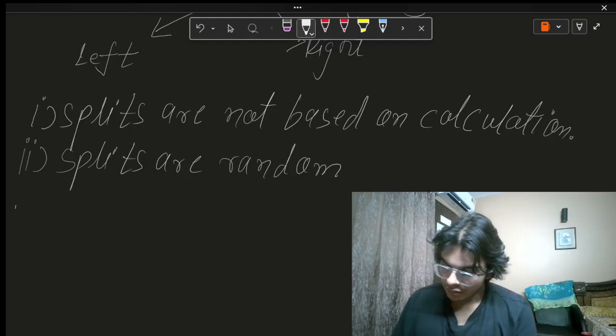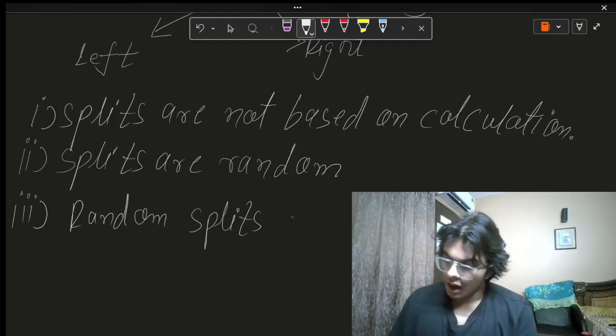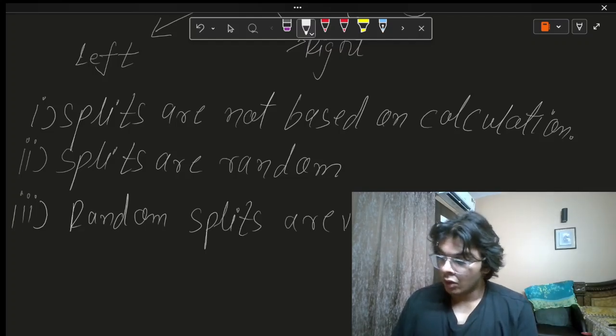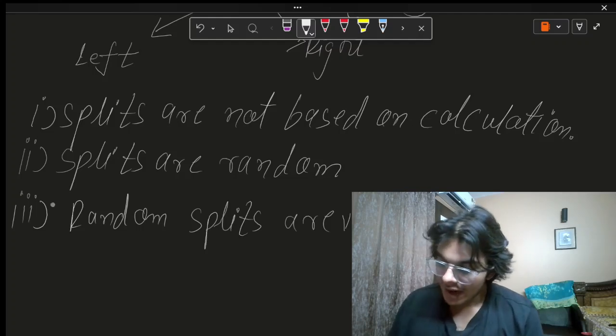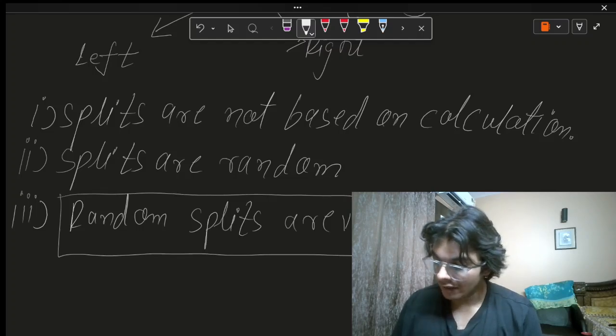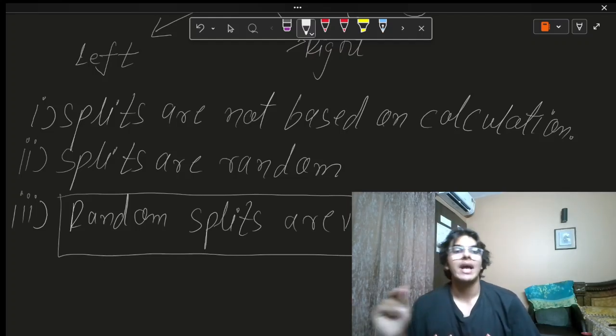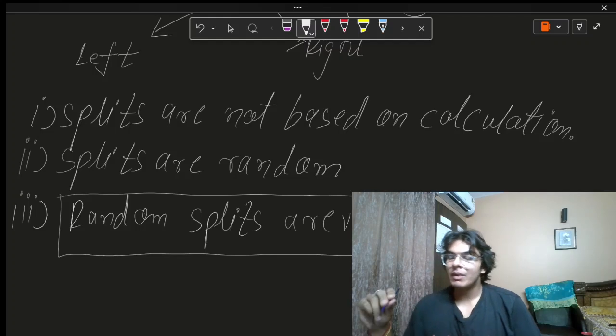Number three, random splits are very powerful. This is super important. What I am going to do now is explain why random splits are very powerful, and I'm going to do it in three different ways so that it is absolutely clear. I will tell you the theory why they are very powerful, I will show it to you in mathematical terms, and I will show you an example as well.